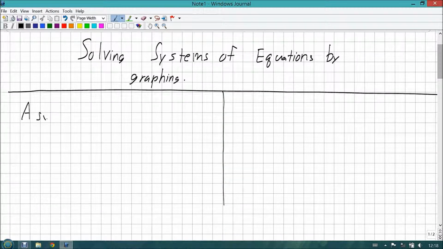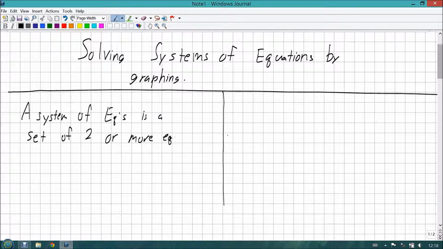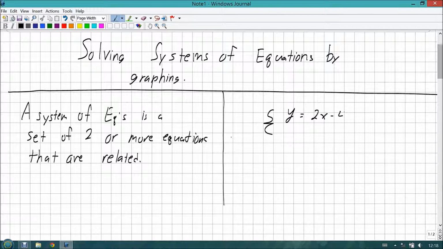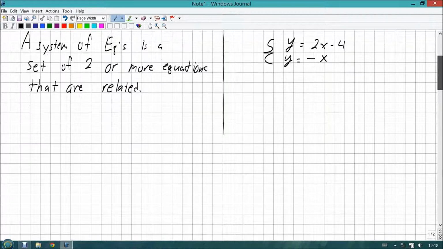A system of equations is a set of two or more equations that are related. An example of a system of equations would be the set y is equal to 2x minus 4 and y is equal to negative x. This is a system of equations because there are two equations that are related.